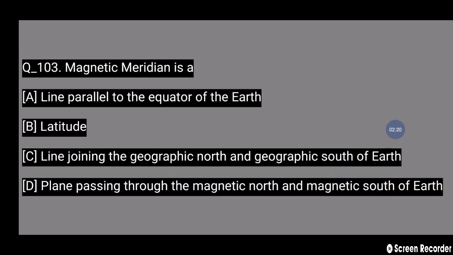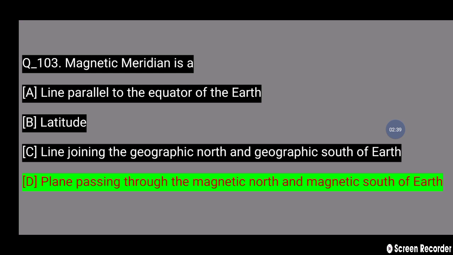Question number 103 asks: the magnetic meridian is a what? Among these four options, which one will it be? Option D, a plane passing through the magnetic north and magnetic south of the earth, that is the magnetic meridian.